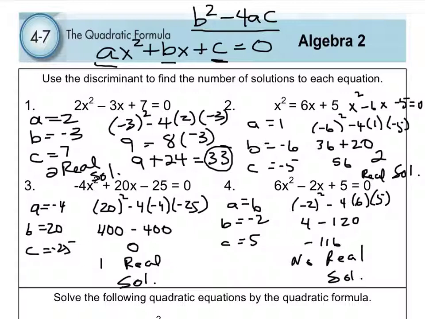Okay, so you can use the discriminant to figure out how many answers you have. It's either going to be greater than, less than, or equal to 0. One of those three options.